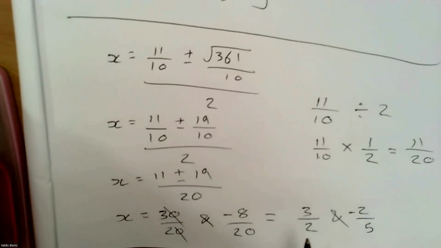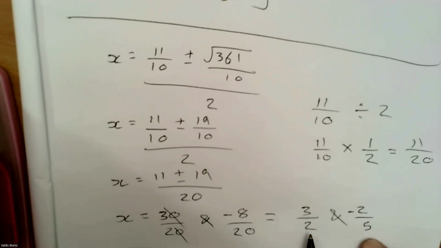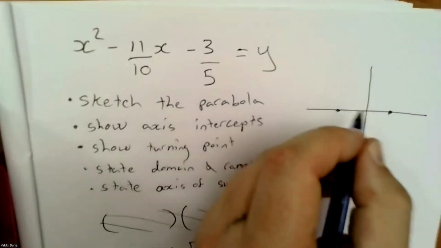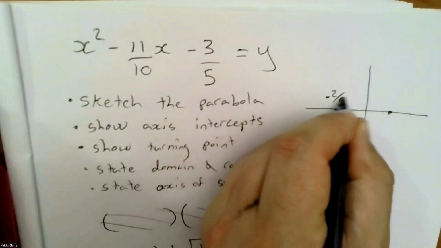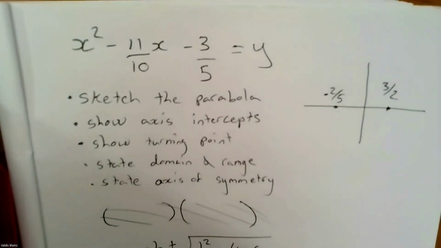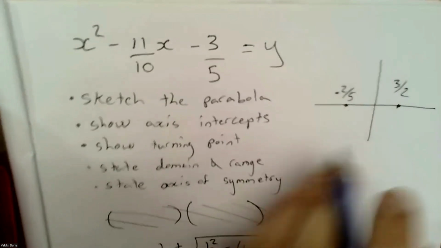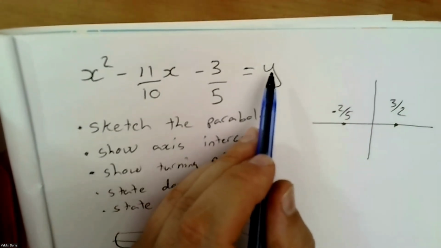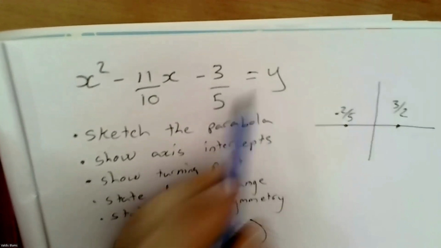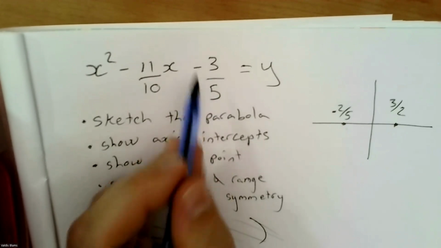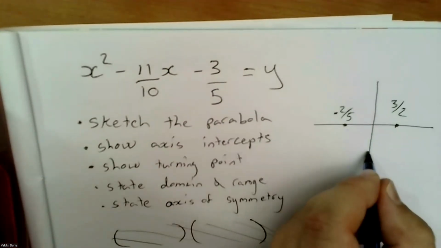So what we've done so far is we've found the x values for those x-intercepts. With the starting equation, we have negative 2 on 5, and we have positive 3 on 2. Now we can find our y-intercept, when x is equal to 0. And so you're left with just your c value, so negative 3 on 5.